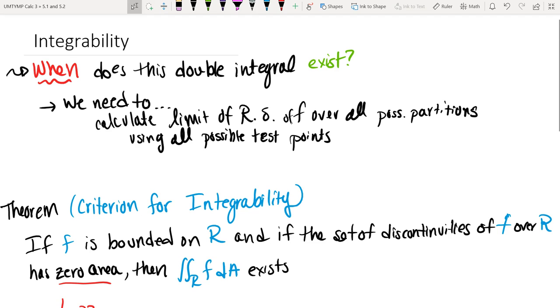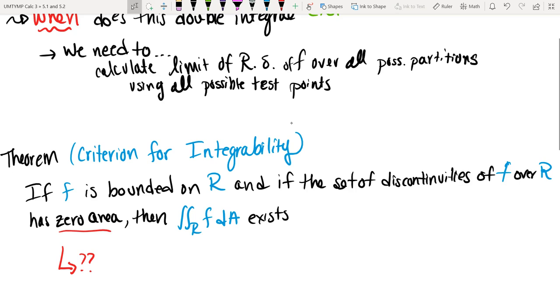However, that would be a lot of work, and there's a nicer theorem. The theorem below gives us a nice way to establish integrability. If f is bounded on R, we know what bounded means from Calc 1, but it's been a while, so maybe it's worth remembering. This is just that there exist little m and big M such that little m is less than or equal to f, which is less than or equal to big M.